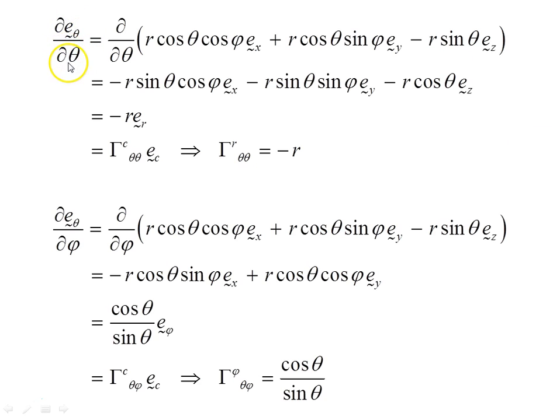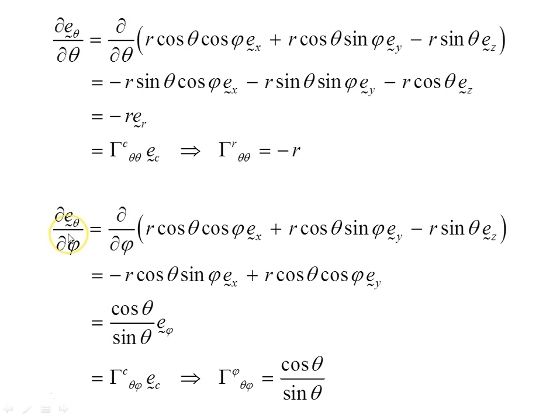Now, same basis vector, the partial derivative with respect to theta of this object here, and that gives us this, which is minus r times e r, and that's equal to this Christoffel symbol times the basis vector. So that implies that gamma r theta theta, r in the upper index, theta theta in the lower one, must be equal to minus r.